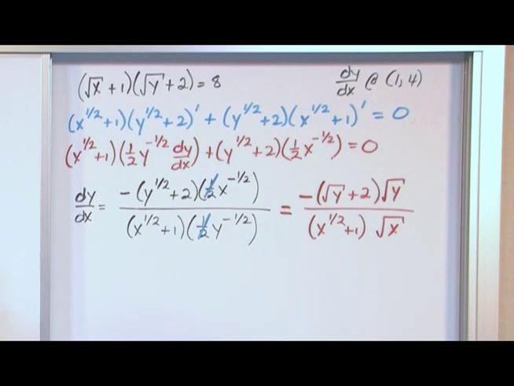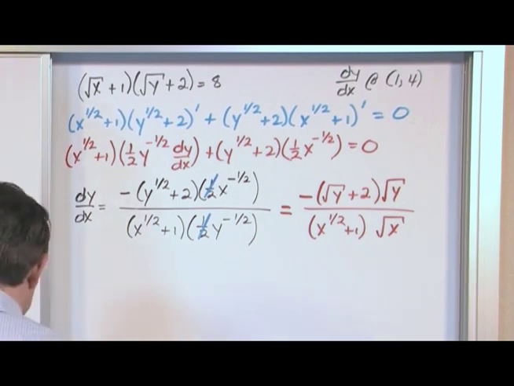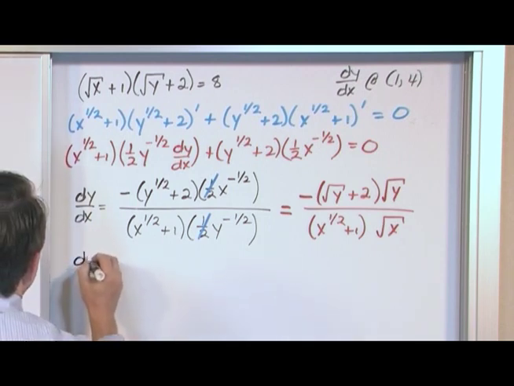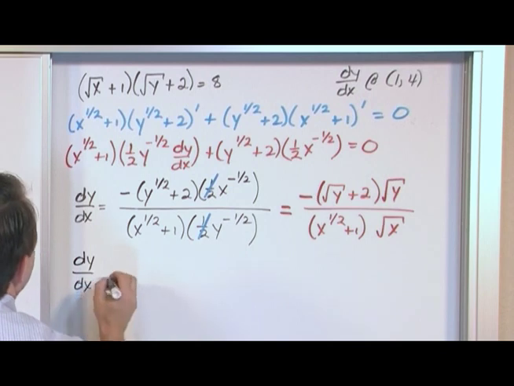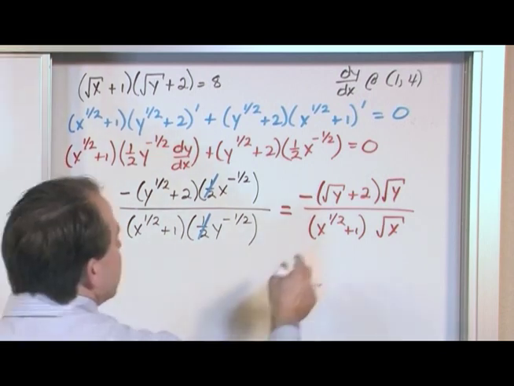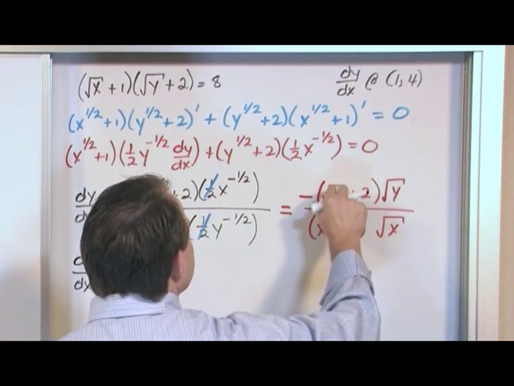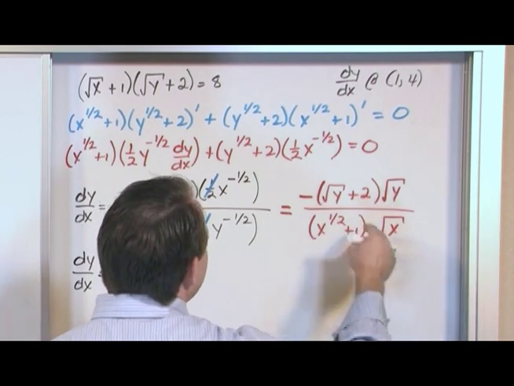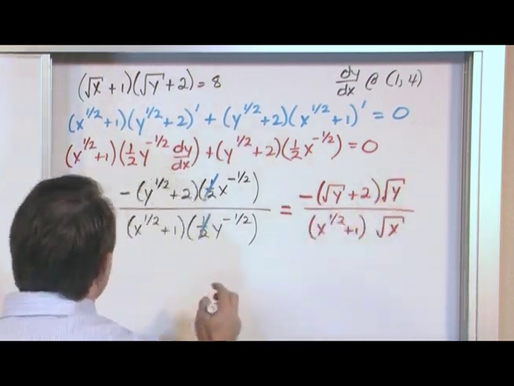All right, so the answer is negative (square root of y plus 2 root y) over (square root of x plus 1 times square root of x). Now there's one more thing we can do to simplify dy/dx. It's sort of trivial, but if we multiply this y in, it'll be square root of y times square root of y, which is the same as y to the 1/2 times y to the 1/2.